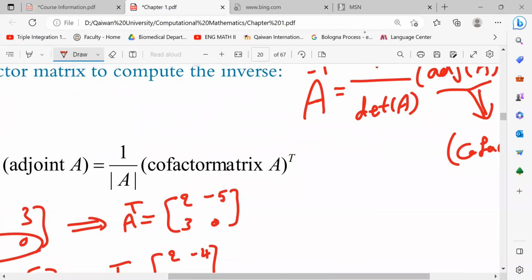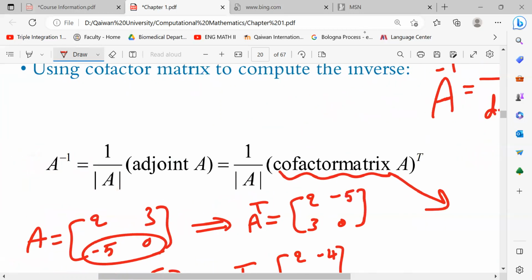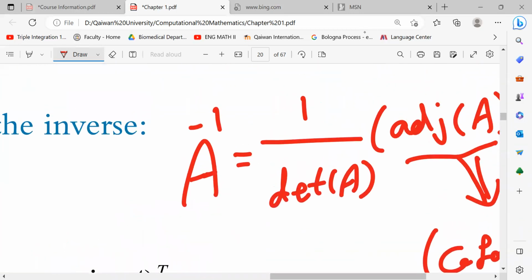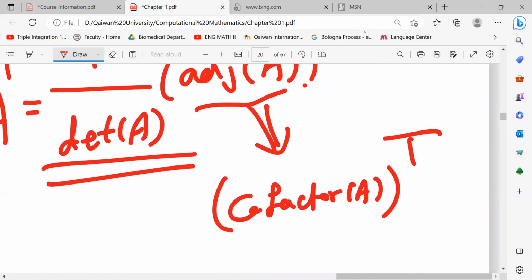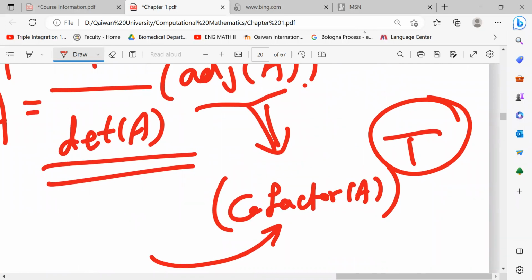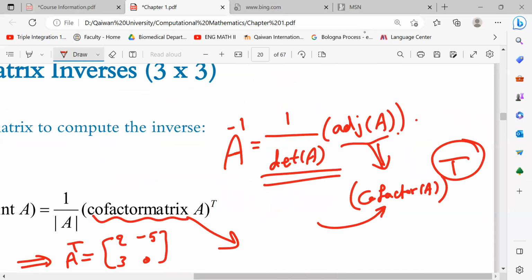Here, we need to find the transpose of the cofactor matrix. Then, let's see how to find the cofactor of the matrix. We already studied how to find the determinant, and we just talked about how to find the transpose. So what else should we know? The cofactor matrix. Now we talk about how to find the cofactor. If you know that, it's easy, it's just calculations, nothing else.